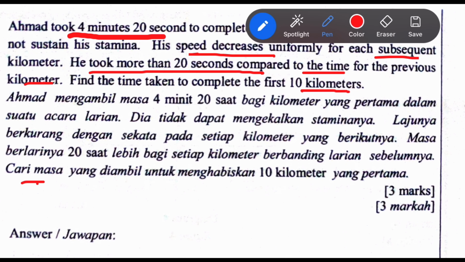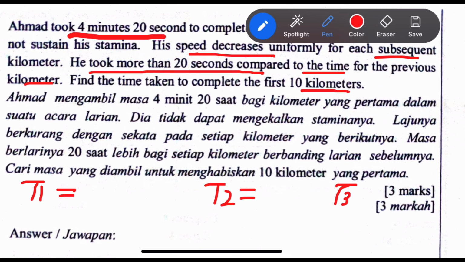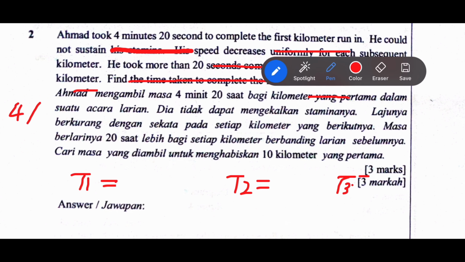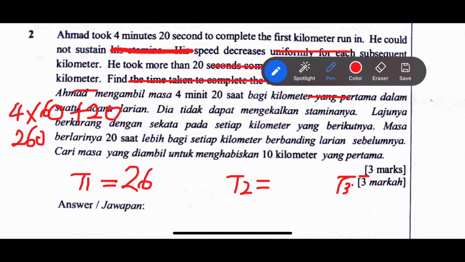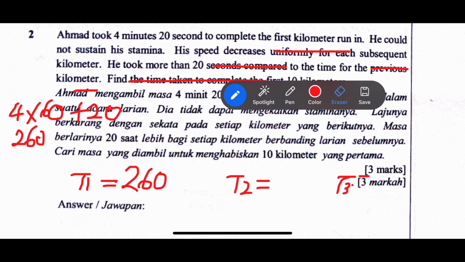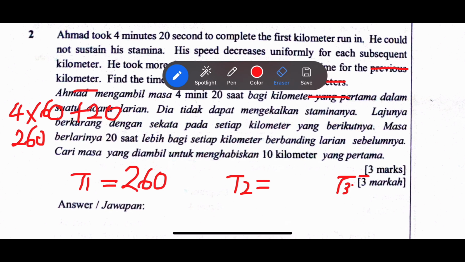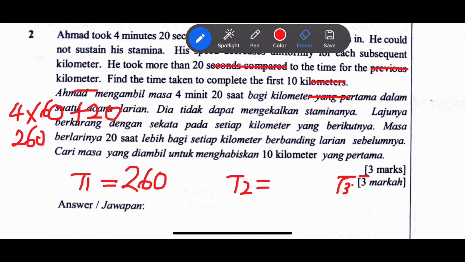So when you read the question, highlight the important keywords. And then you try to connect to the topic that you learned. So this actually is about the AP, right? So the first term is actually 4 minutes 20 seconds. So we need to make sure the units are uniform. So we convert to seconds, is better, right? So 4 times 60 plus 20. So 260 is the first term.